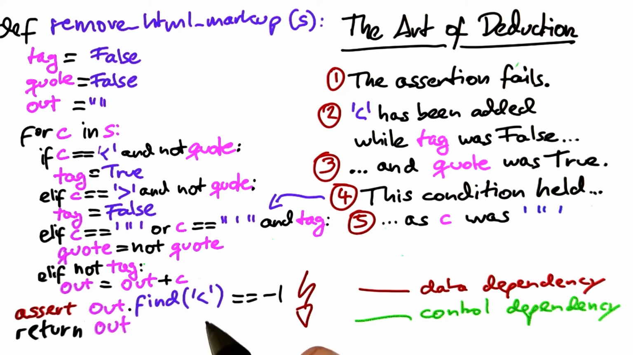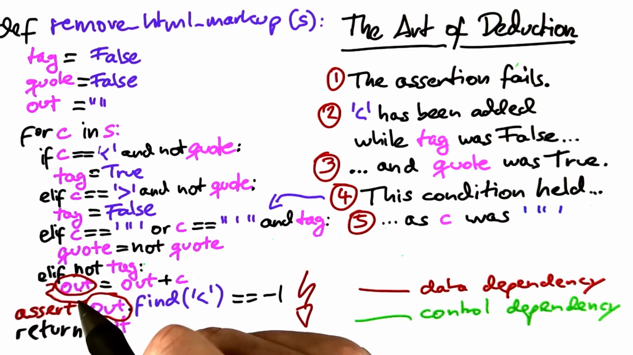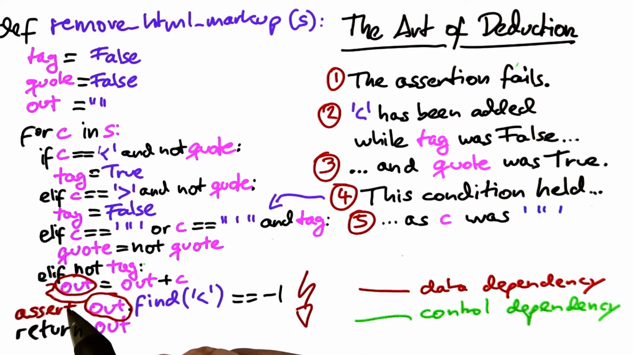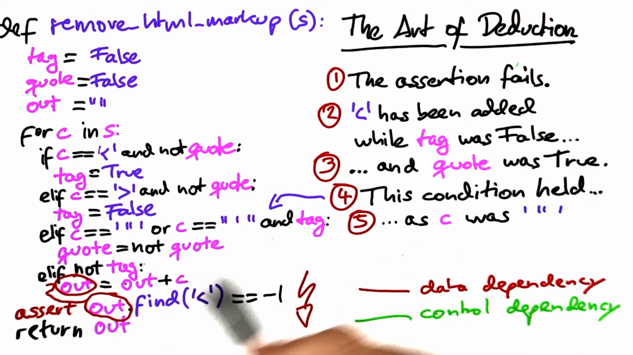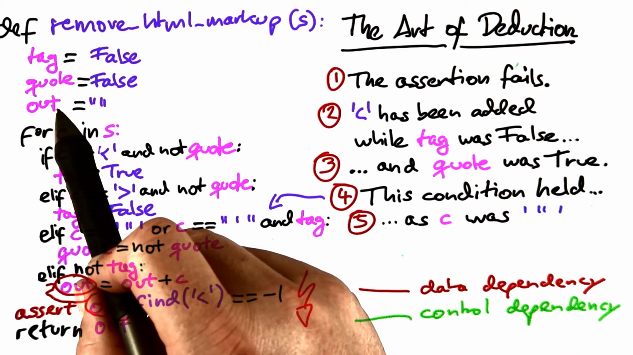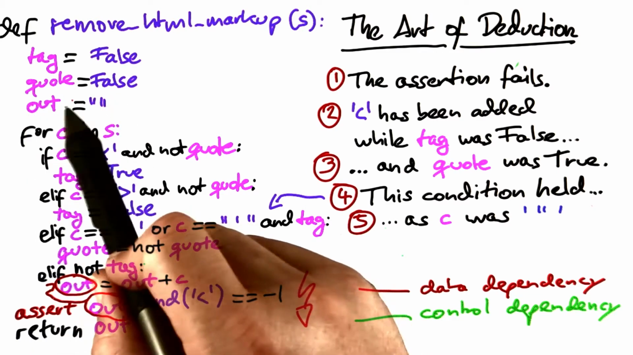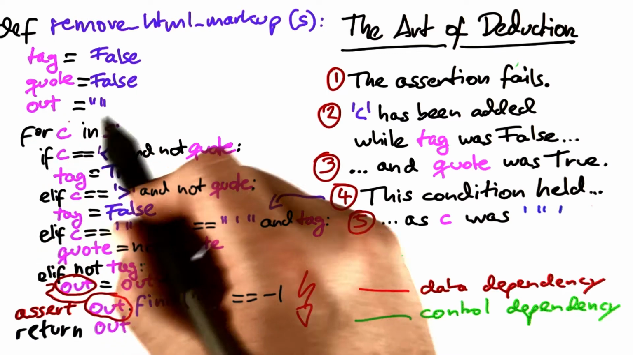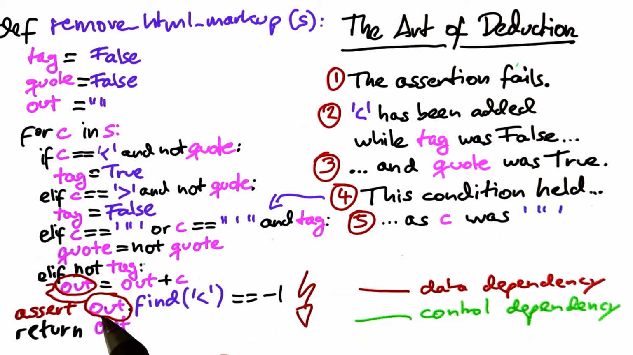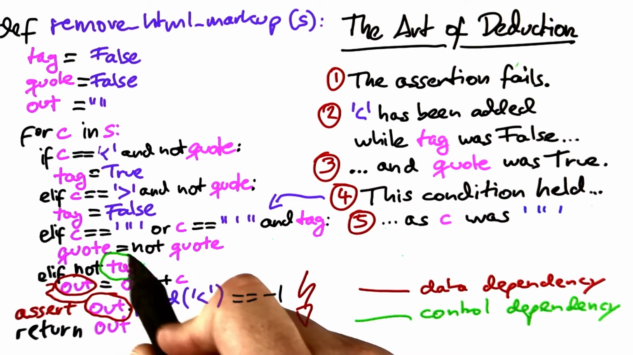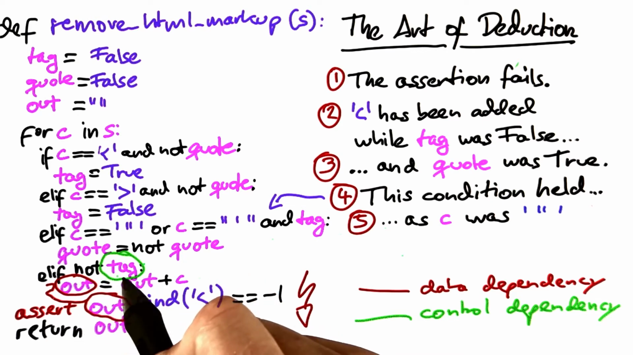Here out has a less than character in there. Where does out come from? We can follow it back using the data dependency to this statement. We can also follow it back to the earlier statement, but that's not so much of interest because here out is just empty, and with an empty string this assertion would not have fired. By following back the control dependency, we find that tag was false.